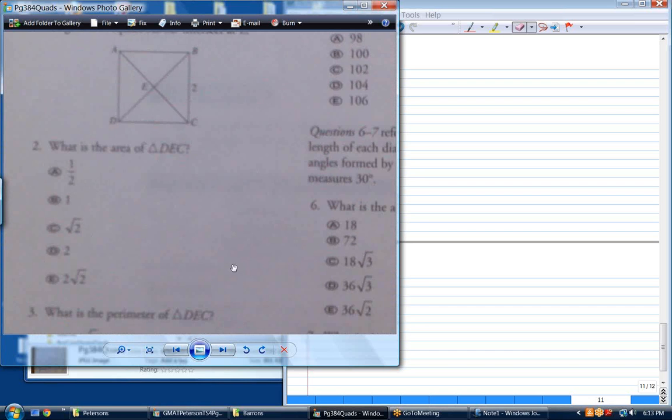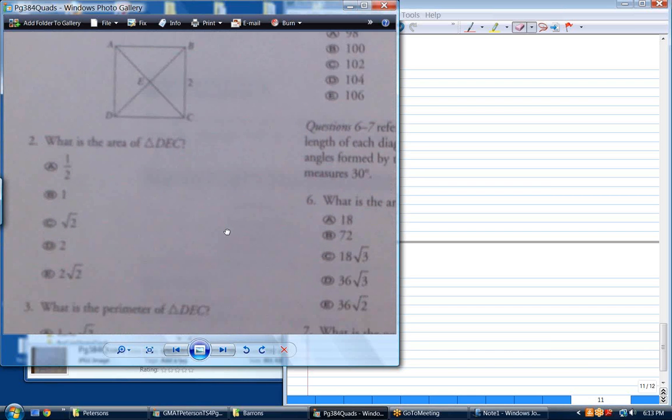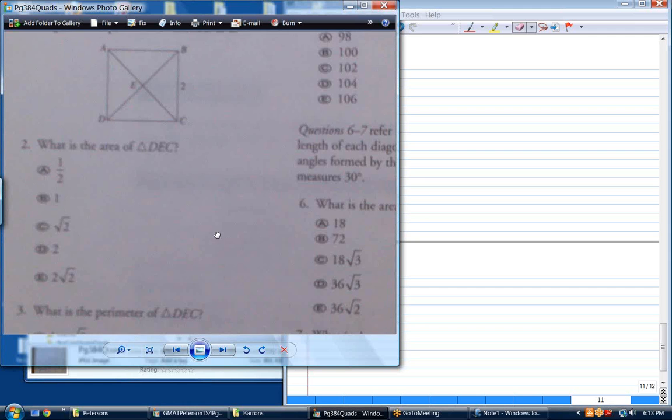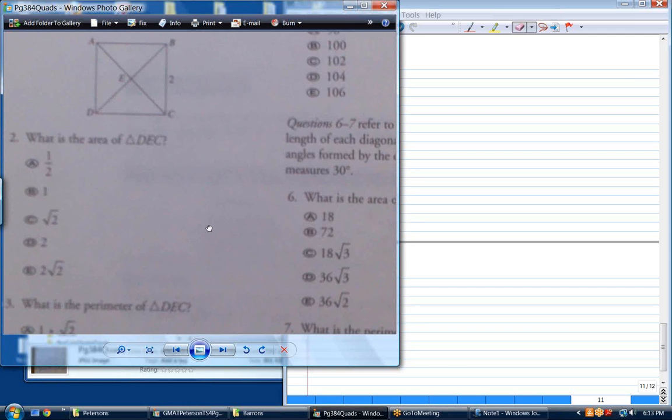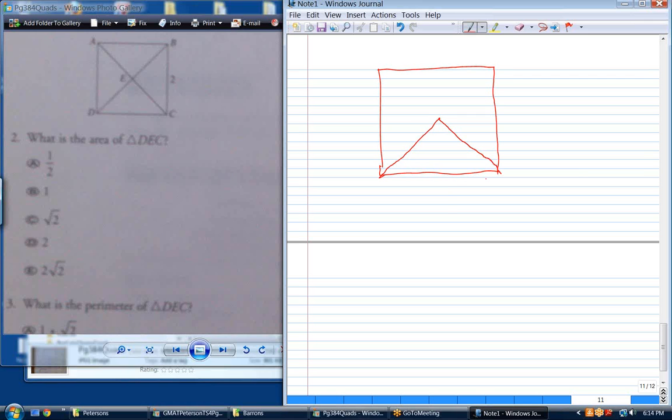What is the perimeter? Let's see, questions 2 and 3 apply to this. So now we need the perimeter of DEC, that same triangle. So now we are going to have to do a little more geometry. Well, you have one side, and that's 2. Okay.